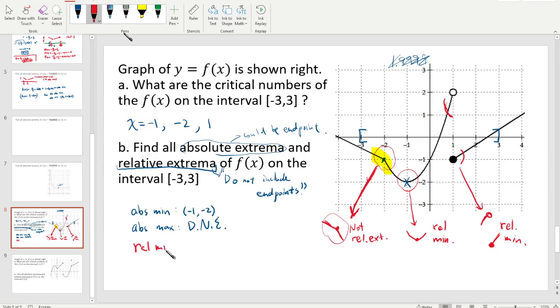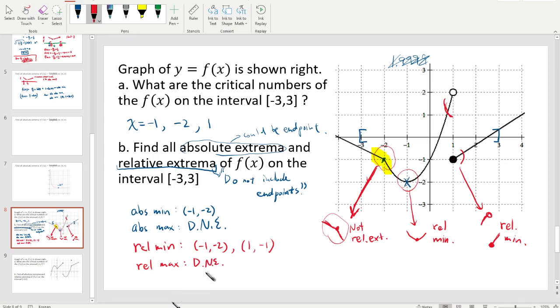The relative minimum would be at (-1, -2). So this point is actually both an absolute minimum and a relative minimum. And also this point (1, -1) is another relative minimum. And there is no relative maximum. The relative maximum, again, does not exist.